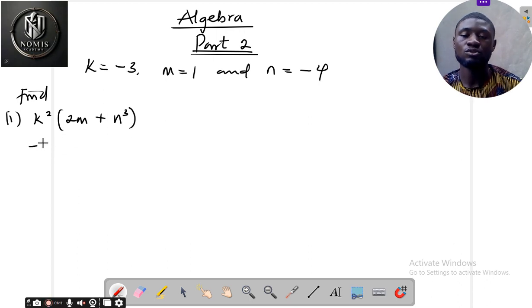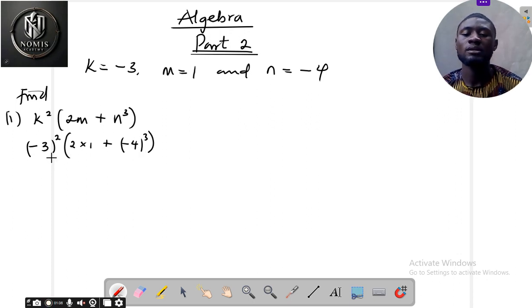K has a value minus 3, so we say minus 3 all squared, into the bracket, 2 multiplied by m, which is just 1, plus n, which is now minus 4, cubed. So minus 3 squared will be minus 3 multiplied by minus 3. Minus times minus gives plus, and 3 times 3 is 9. So we have 9, open bracket, 2 times 1 is 2, plus minus 4 in 3 places. So that will be minus 4 multiplied by minus 4 multiplied by minus 4.